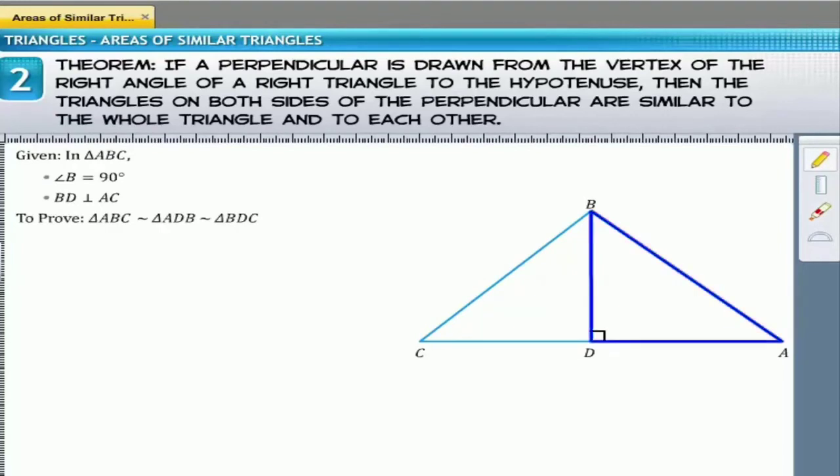In triangles ADB and ABC, angle A is common. Similarly, angle ADB is equal to angle ABC as both are 90 degrees.